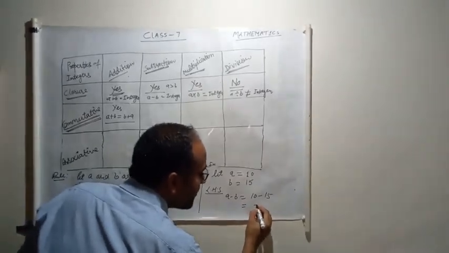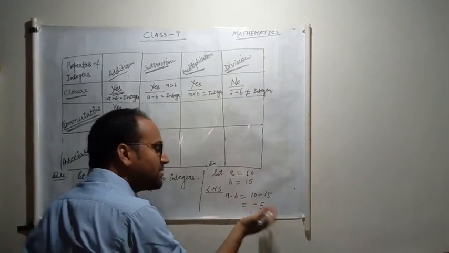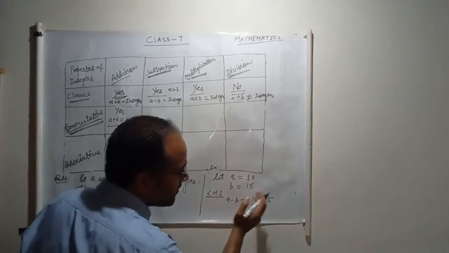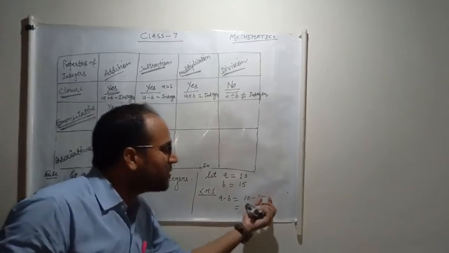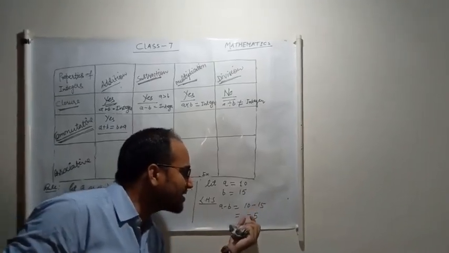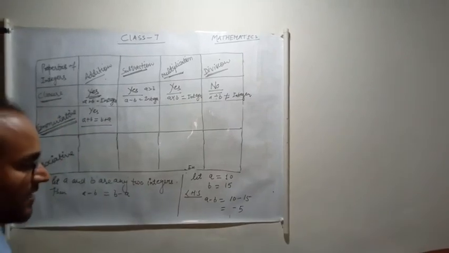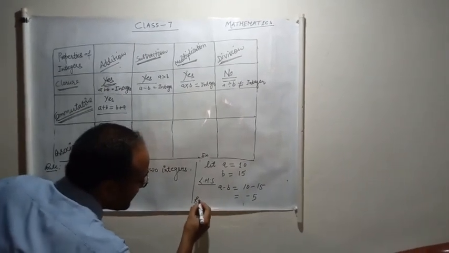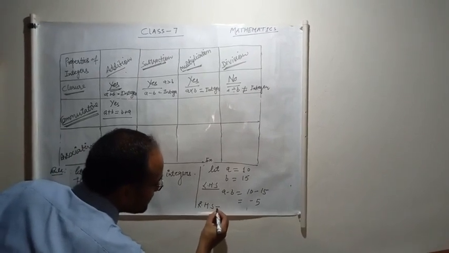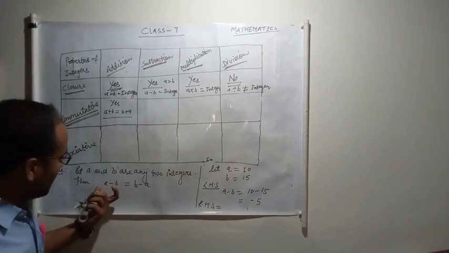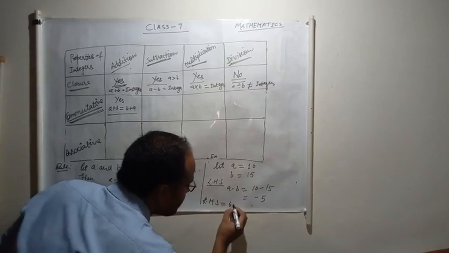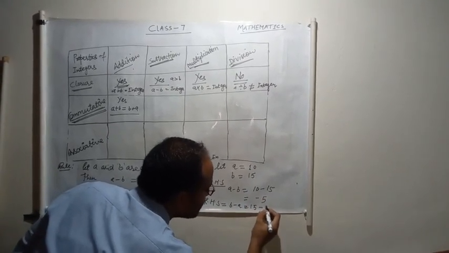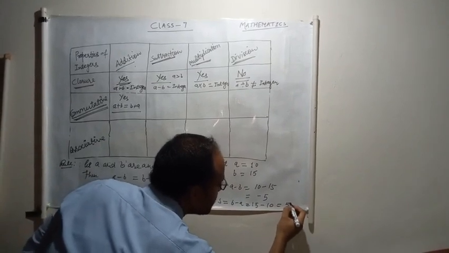You get minus 5, because one is plus and another is minus. You subtract 10 from 15 and put the sign of the larger value. 15 has the larger value, its sign is minus, so we get minus 5. Then we are going to solve the right hand side. The right hand side is B minus A. B is 15 minus 10. What will you get? You get plus 5.